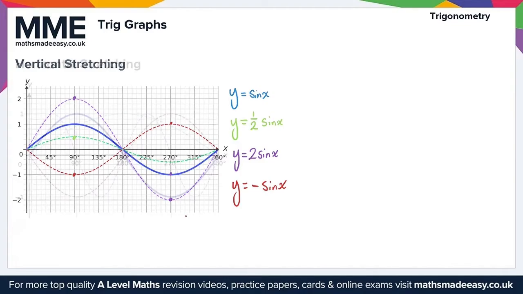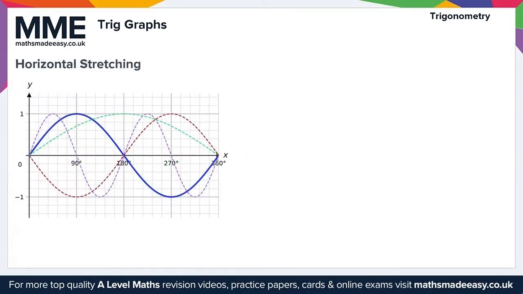Moving on now to horizontal stretching. And again, here what we start with is our blue curve, which represents y equals sine x. So we have y equals sine x. And again, we obtain some new curves here using horizontal stretching. I'll give you a brief moment here just to think about what the equations might be, representing the green, the purple, and the dark red curve here.